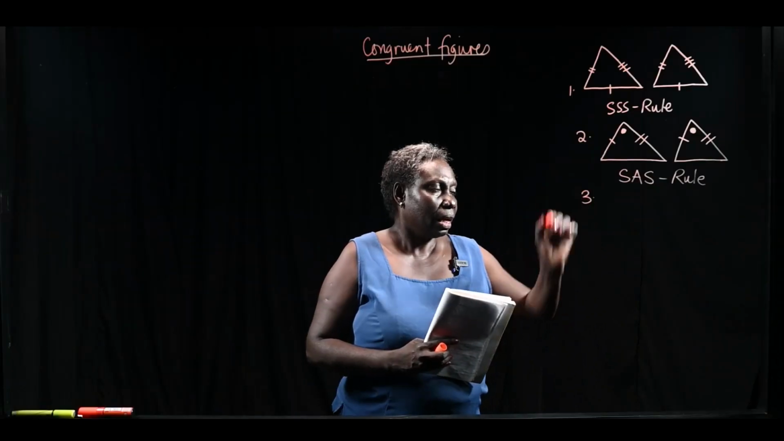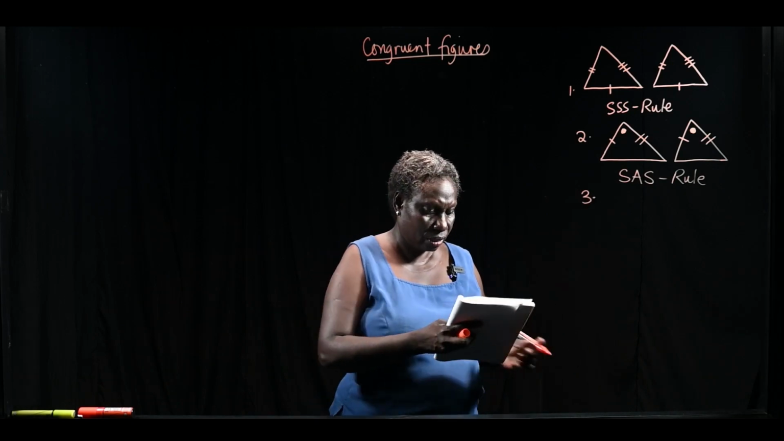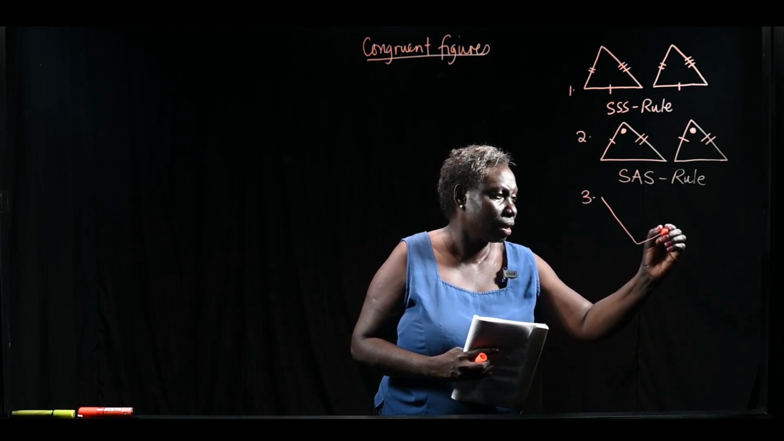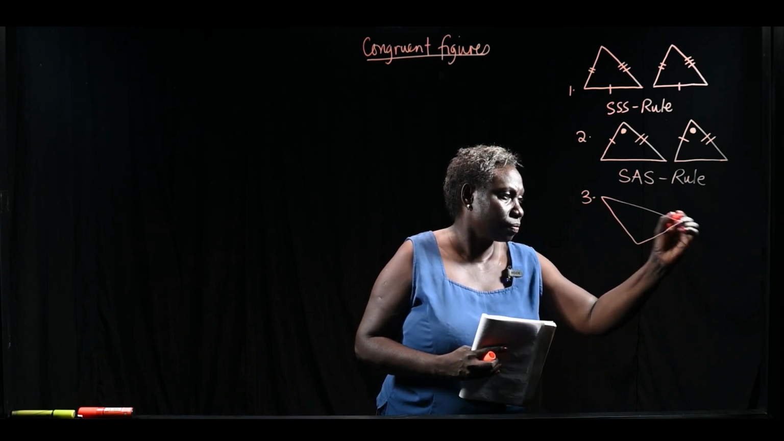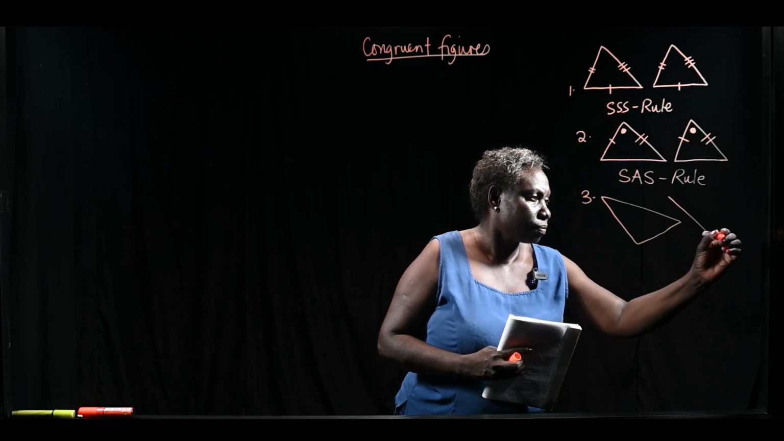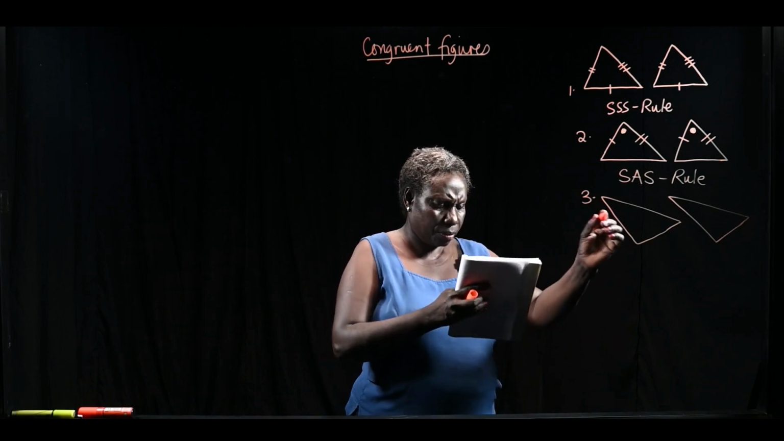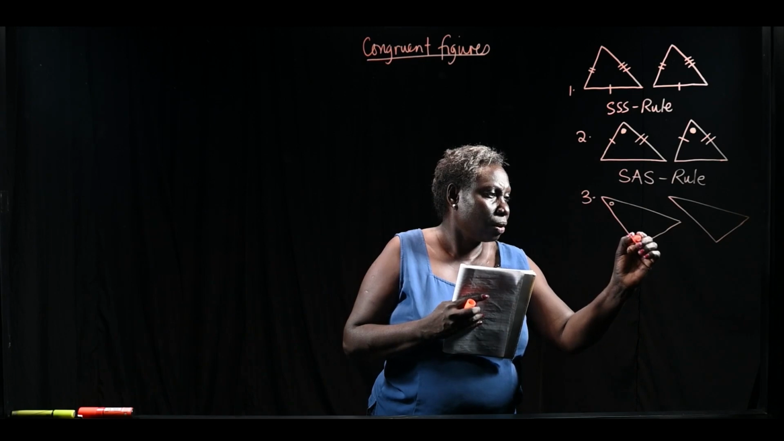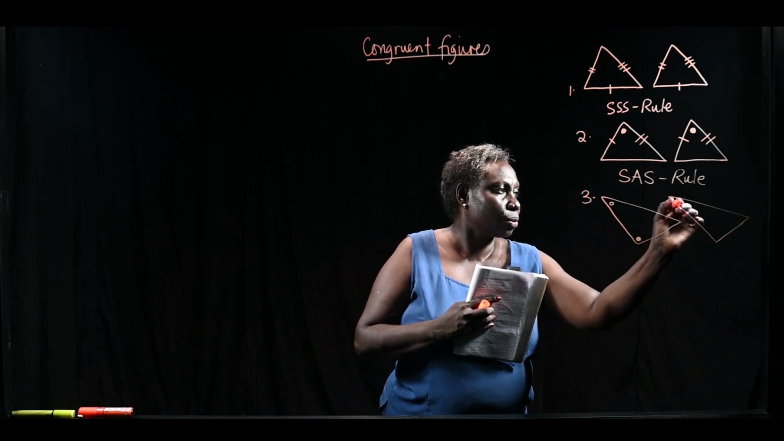Let's look at the number 3 rule that is used to identify congruent triangles. This time I have two congruent triangles here. We have two angles here. One is a shaded dot, the other one is an unshaded dot.